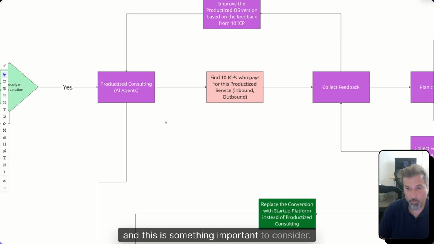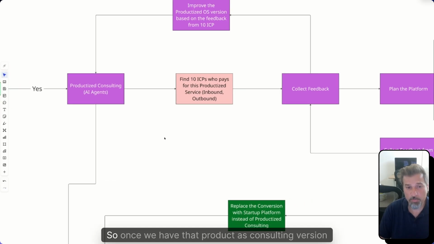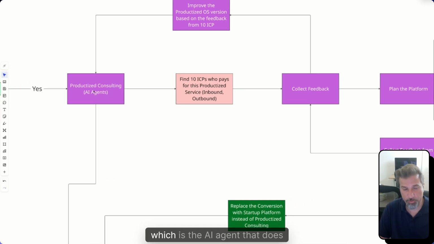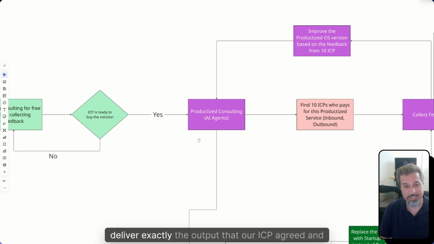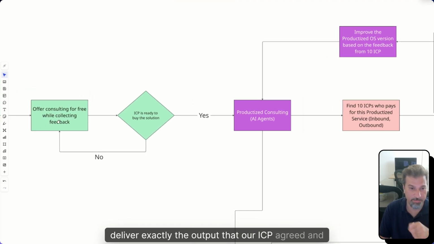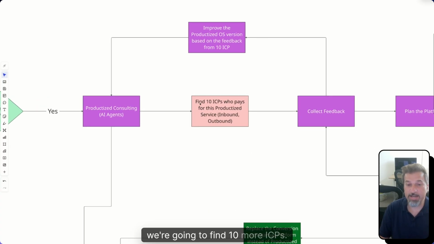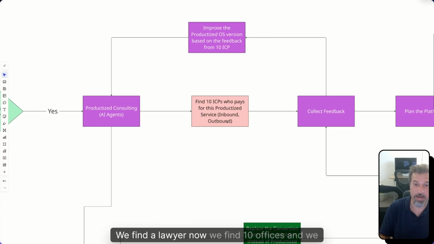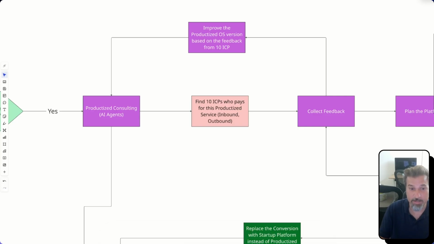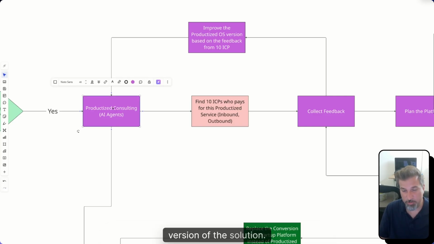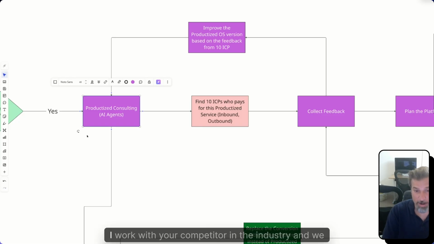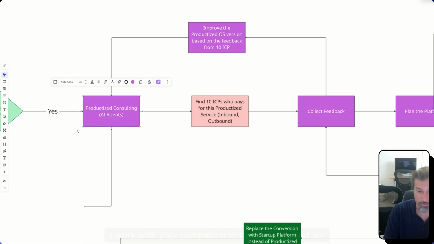And this is something important to consider. So once we have that productized consulting version, which is the AI agent that delivers exactly the output our ICP agreed and confirmed is good, we're going to find 10 more ICPs. Like when we found a lawyer, now we find 10 offices and we present the productized version of the solution. We're not offering consulting. We offer the productized version, and we would say, hey, I work with your competitor in the industry and we provided a solution.